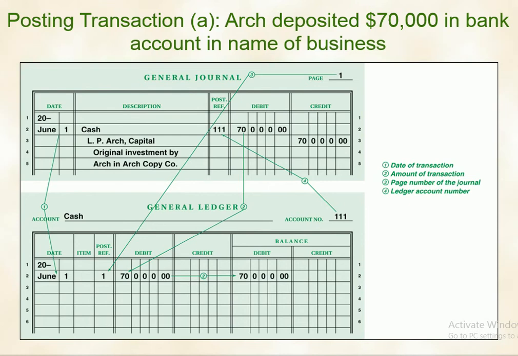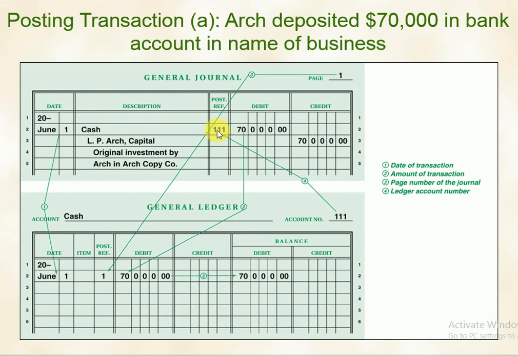Look at the top of the page. Arc deposited $70,000 in a bank account in the name of the business. Here we simply debited the cash, the proper date, right? Then the LP Arc. The LP Arc is the name of the investor, the name of the owner, capital.